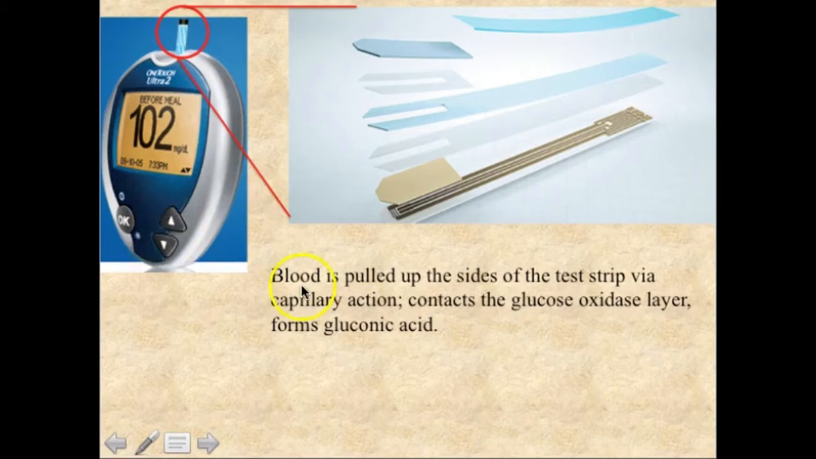Now, how does it work? Well, you insert a little test strip into the device. Then you put the tip of the strip into a little drop of blood. Blood is pulled up the sides of the test strip via capillary action and contacts a glucose oxidase layer, a layer that oxidizes glucose and forms gluconic acid.